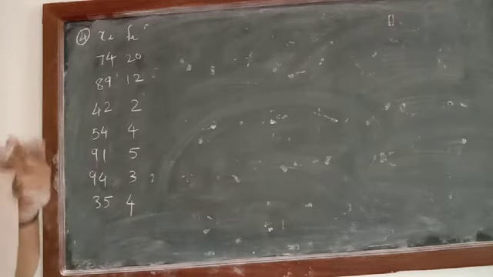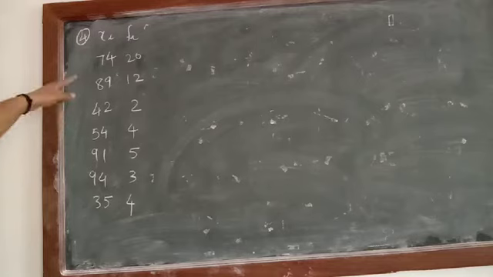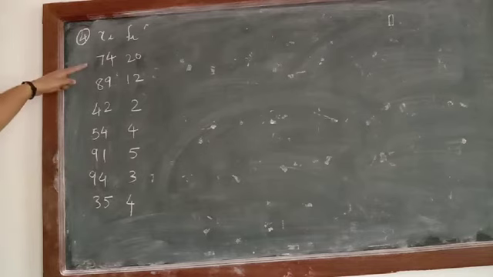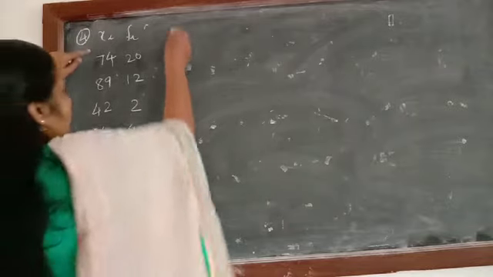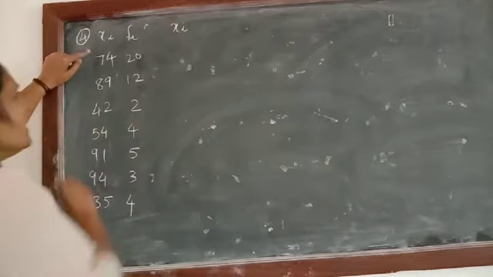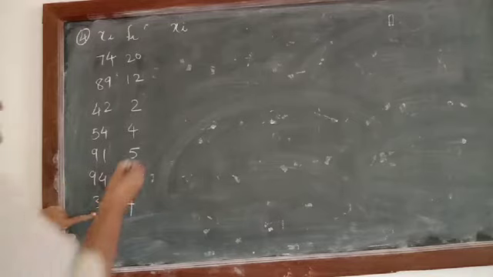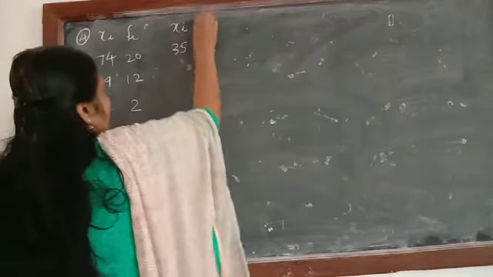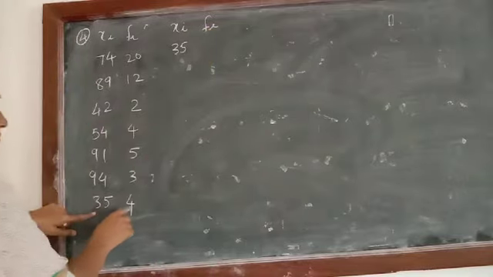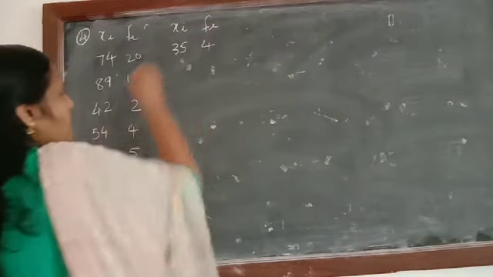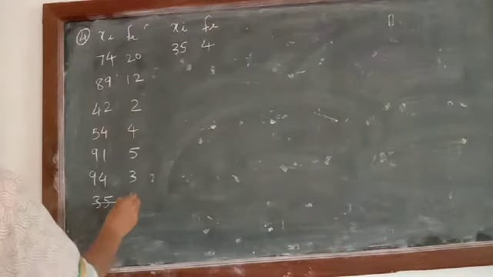Now in this question, the numbers which are written are not arranged. The observations are not arranged in ascending order. So first we have to arrange the observations in ascending order. I am writing the observations again here. xi, what is the first value? 35, and the corresponding frequency is 4. So 35 and 4 over.